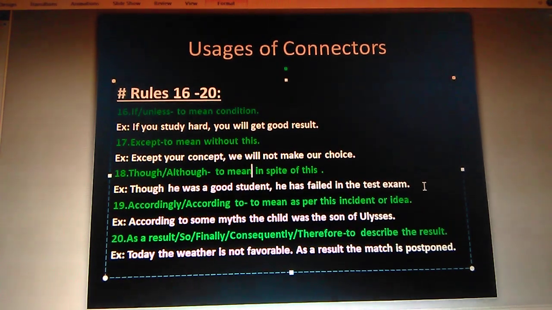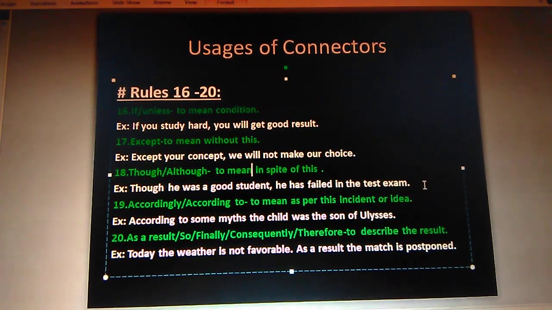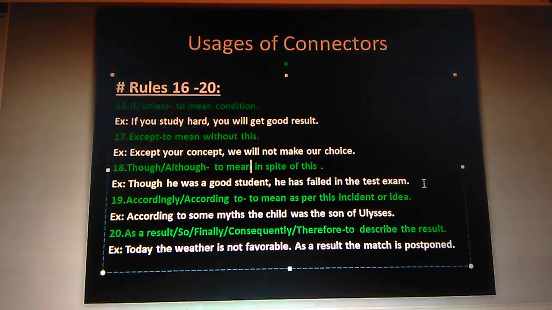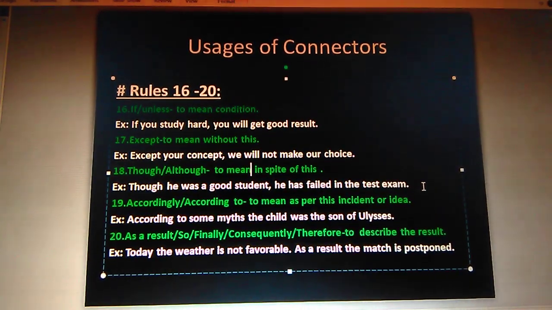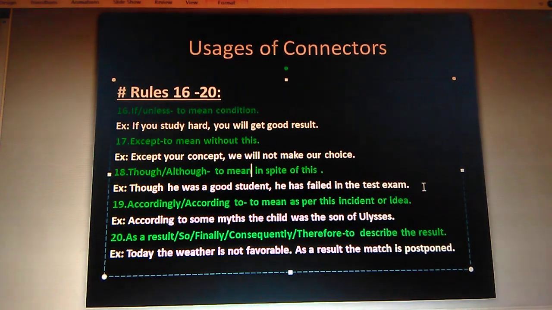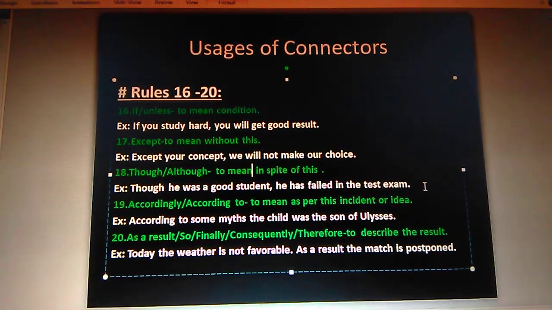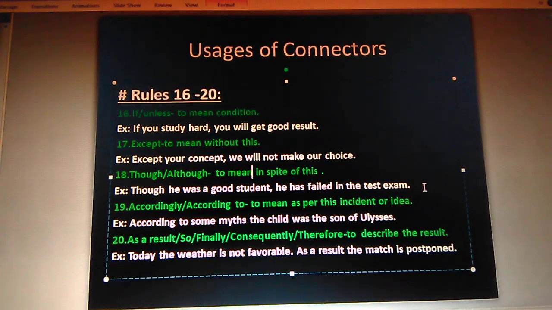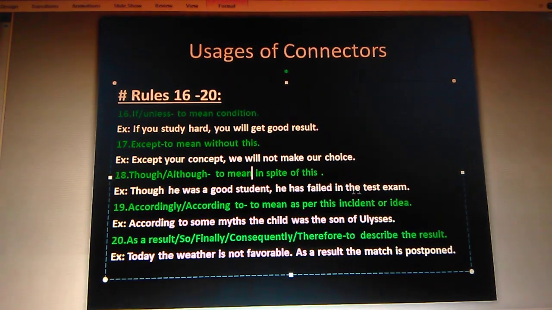Remember one thing: you should always try to understand the meaning of the given passage in the exam. If you don't understand the meaning, then you cannot use the connector properly. So try to understand the meaning of the given passages, then go for the selection of the connectors.